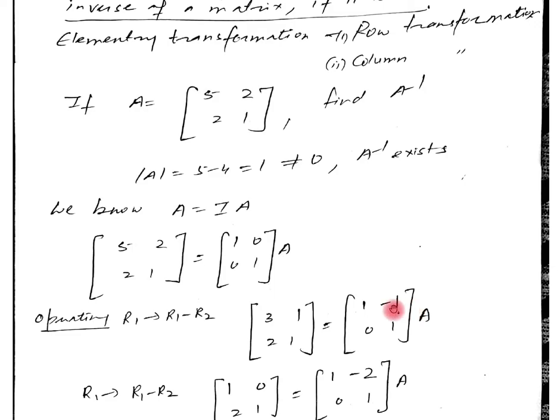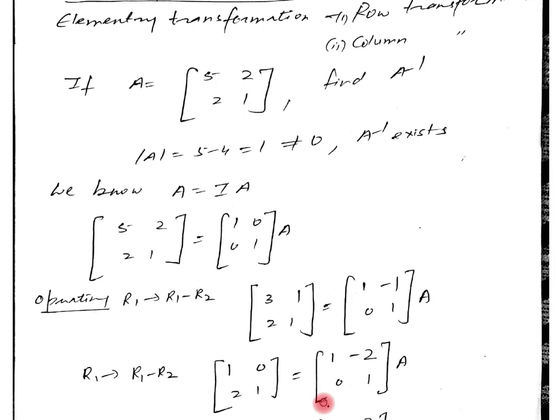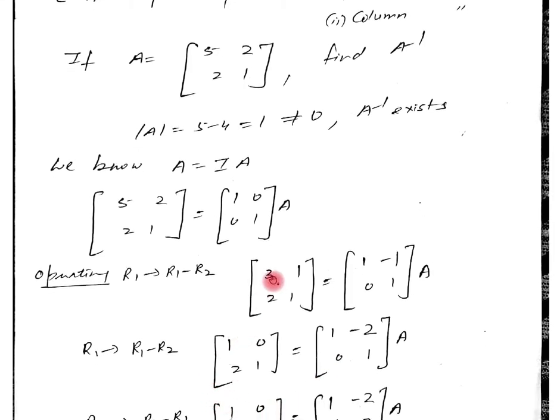0 minus 1, second row will remain as it is. Now here, see the next operation. Now I have to make it 1. Now next operation we can do again operating R1 to R1 minus R2, because we know 3 minus 2 is 1. Then again operating R1 to R1 minus R2, 3 minus 2, 1, 1 minus 1, 0. Similarly here, 1 minus 0, 1, minus 1, minus 1, minus 2, second row will remain as it is.